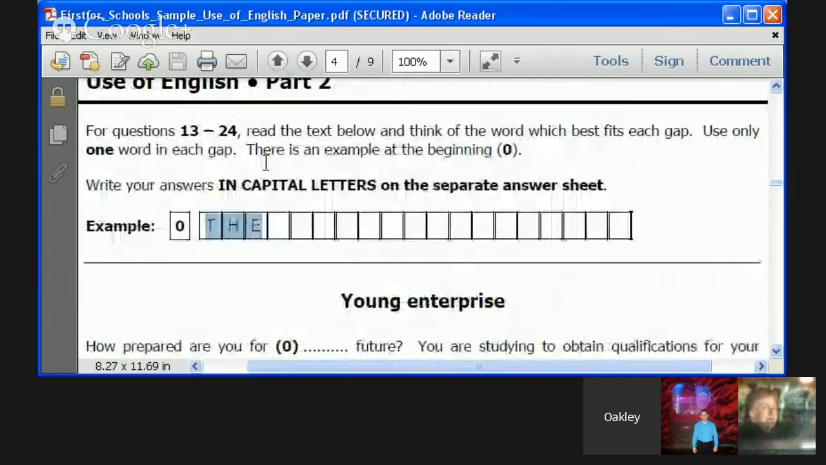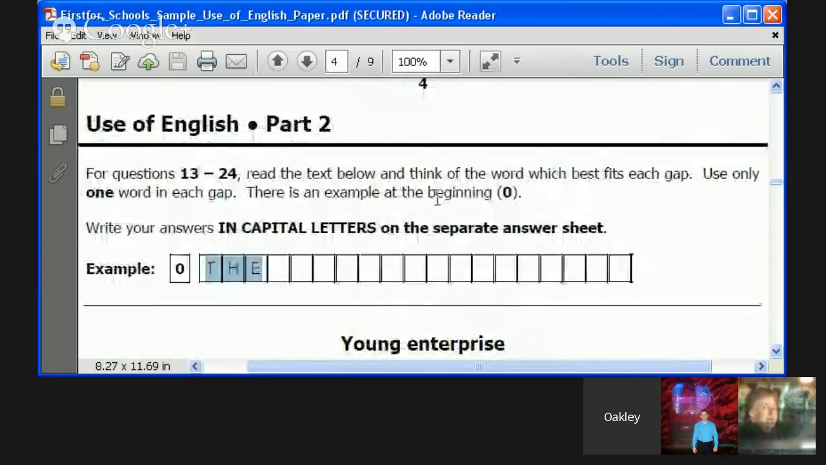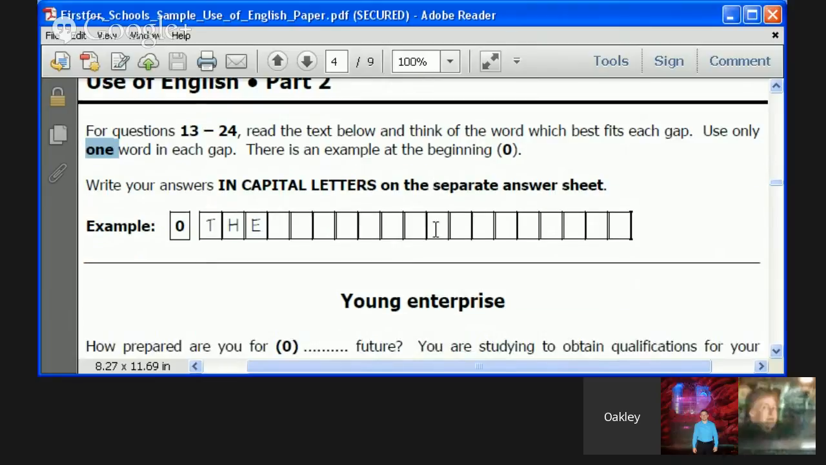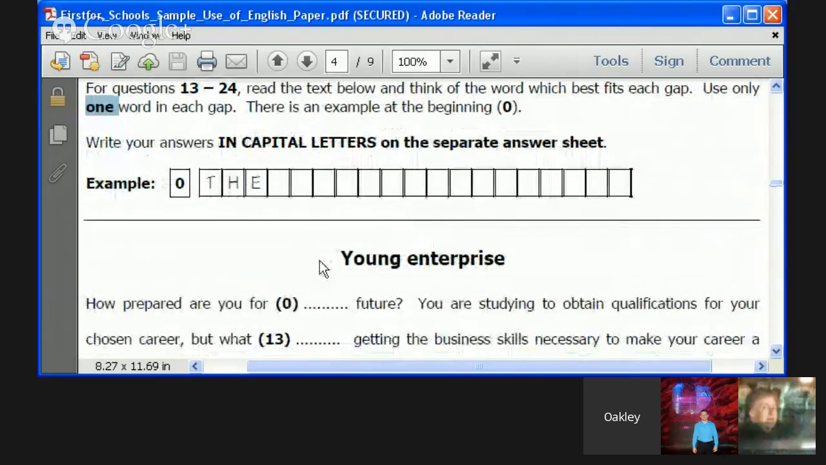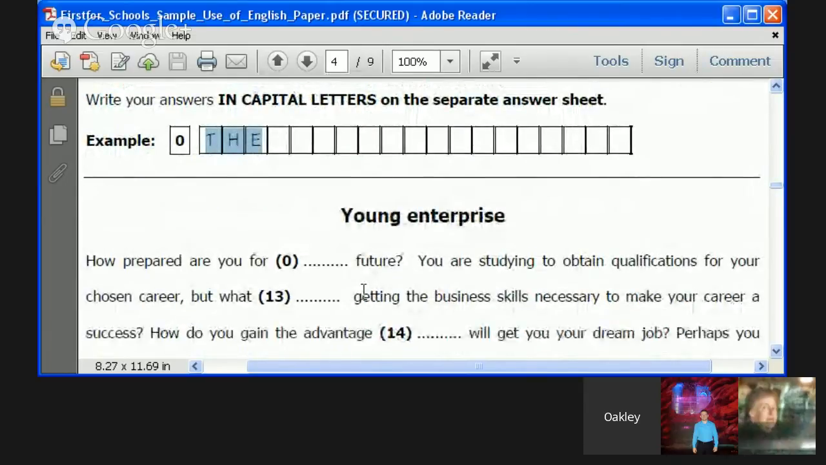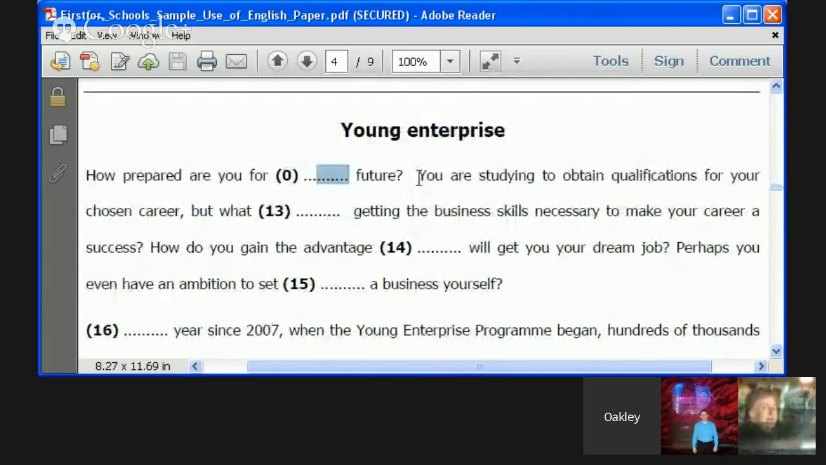In the actual test, it looks something like this. You'll have a section with a number of questions. The overall test has about 40, 42 questions. Only one word for each gap. There's no case of two words or a phrase. In the actual test, you write one letter in each block in order to answer the question. Okay, for the future. That's a tough one because "your" or "the" could have fit here. That was difficult.